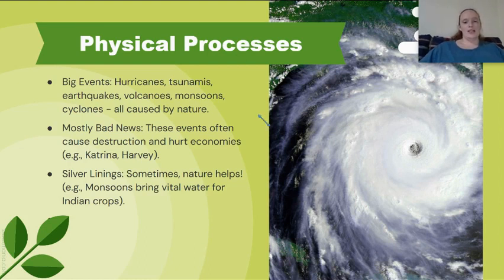So our physical processes can also cause the economy to be good or bad. So hurricanes, tsunamis, earthquakes, volcanoes, monsoons, cyclones, these are all caused by nature. They are mostly bad news. They cause destruction and hurt economies. If you remember Hurricane Harvey, that was a lot of destruction left by Harvey. Even if you remember just the winter blizzard we had where it knocked the power out, or the strong winds that knocked our power out for a week at a time, those are physical processes that hurt our economy. It has damaged stuff in the area, and now we have to fix it. And fixing our infrastructure costs lots and lots of money.